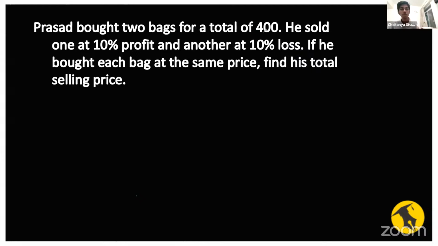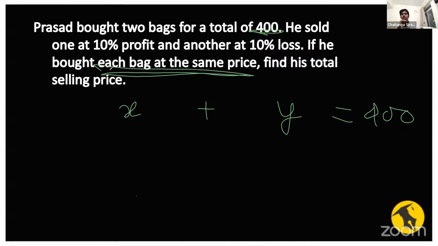Okay, Prasad bought 2 bags for a total of 400. So let's say he bought the first bag at X and the second at Y, and the total price for X and Y was 400. Now he sold one at a 10% profit and another at 10% loss. If he bought each bag at the same price, this should be 200 and this should be 200.